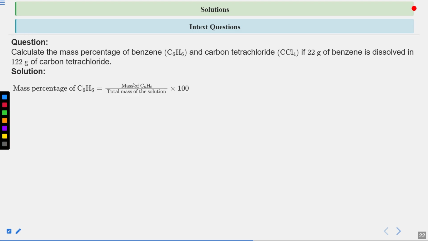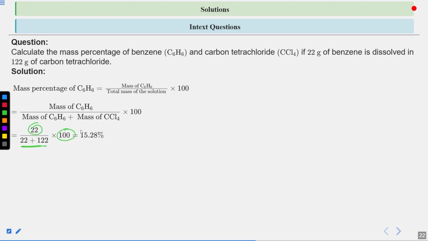So for that, we have taken the mass of C6H6 divided by the total mass of the solution. It's very obvious, we are calculating the mass percentage of benzene. So we have taken the mass of benzene by the total mass of the solution multiplied by 100. What is the mass of benzene? It is given here. It is 122 for carbon tetrachloride, and for benzene it is 22 gram. So 22 by total mass. Total mass is 22 plus 122, which is the total mass of the solution, multiplied by 100. It will give you 15.28%.